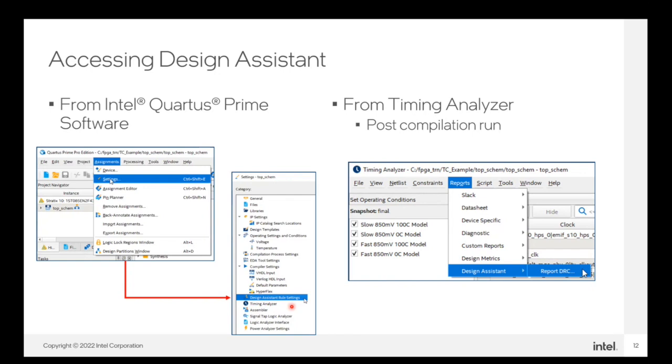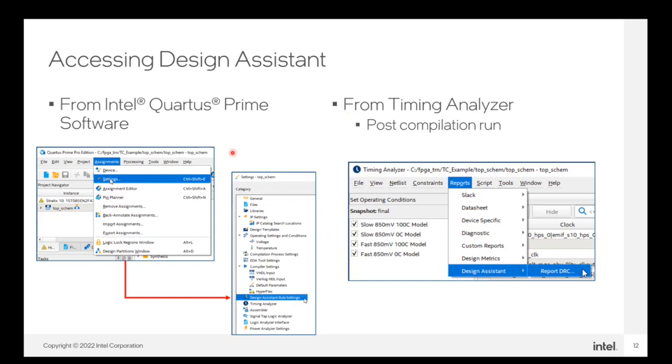One of them is the Design Assistant. Design Assistant is a nice reporting tool that Quartus has that lets you know of potential issues with your design. I say potential issues because you, as the designer, know best about your design and whether they are really issues or not. There are lots of rules that Design Assistant goes through, so it's like a DRC.